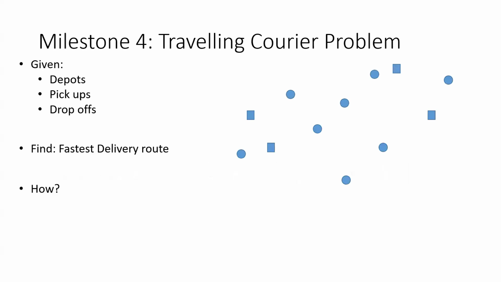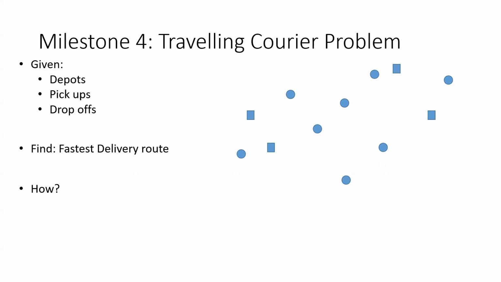So milestone 4, you will be implementing a traveling salesman problem. This problem is NP-hard. So you're given many depots. Some of them are pickups, some of them are drop-offs. For each package, you'll have to first pick it up from one depot and drop it off at another. You will need to find the fastest delivery route.